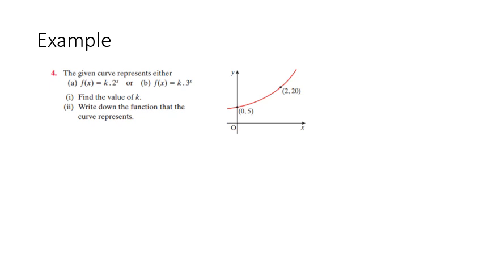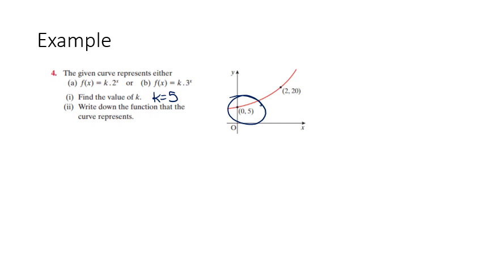Okay, so here's an example of how that could be asked. The given curve represents either a, f of x equals k times 2 to the power of x, or b, which is f of x equals k times 3 to the power of x. First part asks us, find the value of k. I can see that the y-intercept is at (0, 5), so I know that k equals 5. Okay, so my coefficient gives me the y-intercept, and my y-intercept gives me the coefficient.